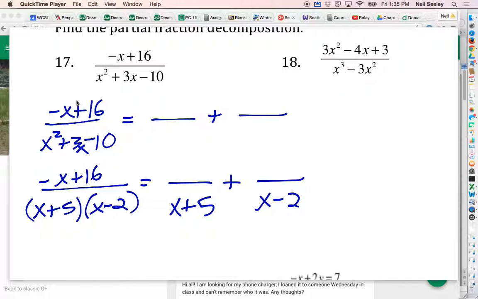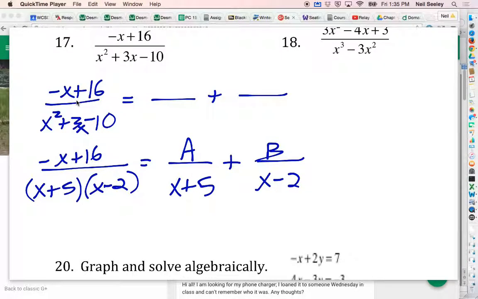Now, what goes on top, we don't know yet, but we're going to find out. We're going to call them A and B. So the work that I do right now is all about finding A and B that go on top of there, so I can rewrite this in what's called decomposed form. Okay, so let the fun begin. The next step is really crucial.